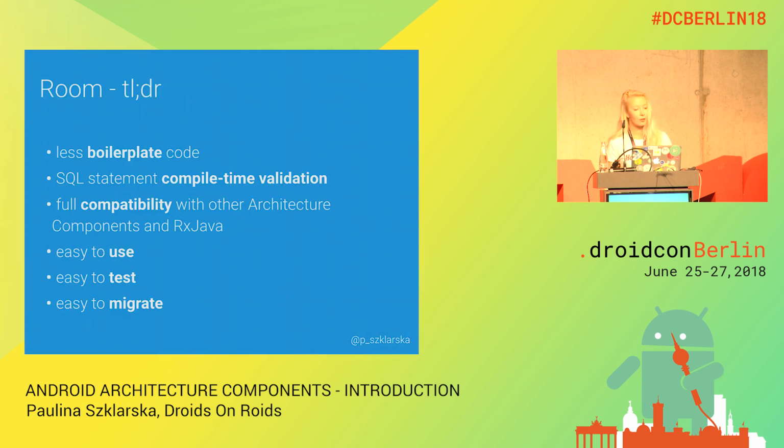So to summarize Room, Room is cool because there is almost no boilerplate code. As you saw, the only SQL statement I need to write is just the select statement. The SQL statements are compiled and validated during compile time, not runtime. There is compatibility, which I will show a little bit later, and Room is easy to use, test, and migrate.